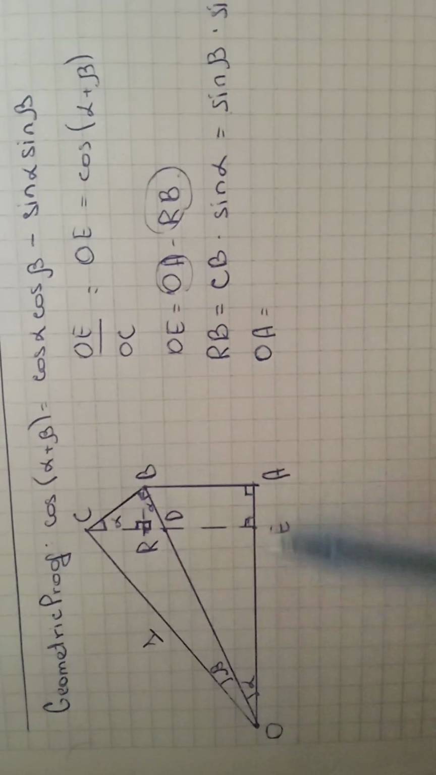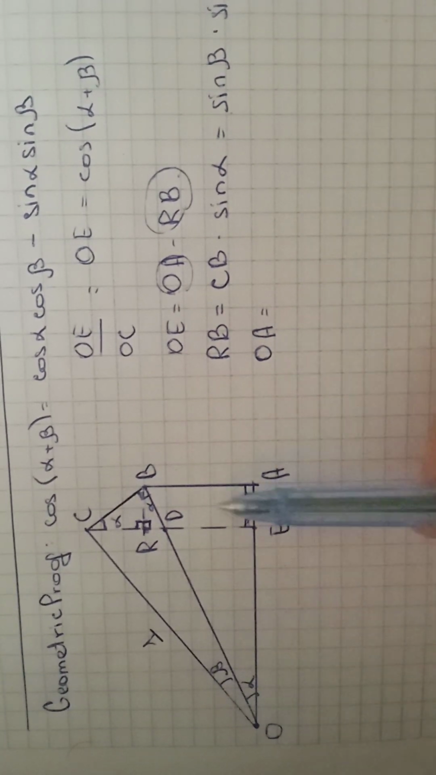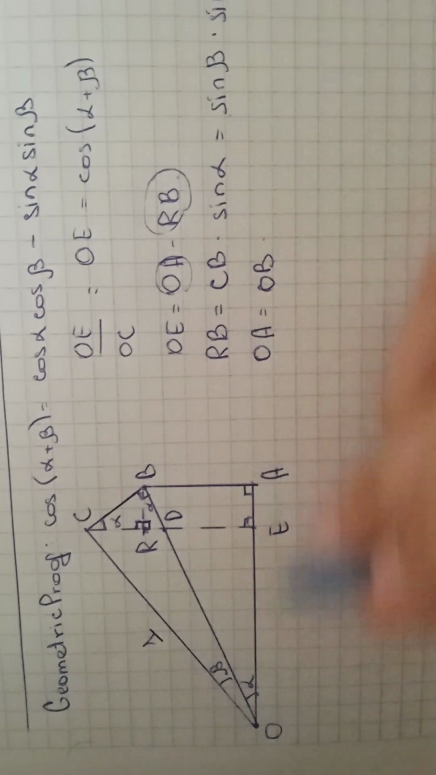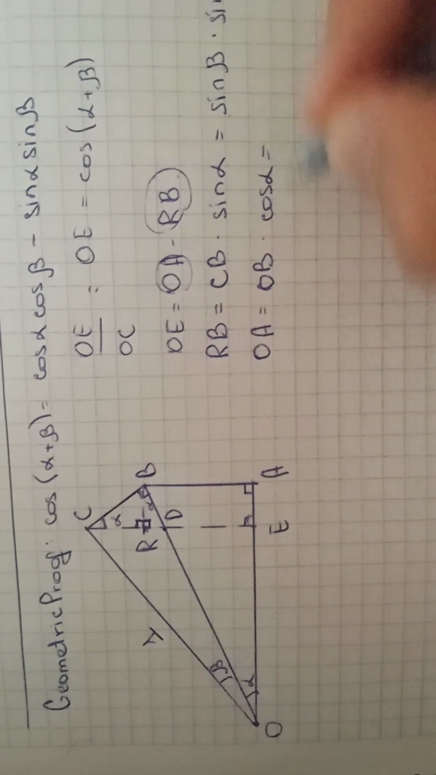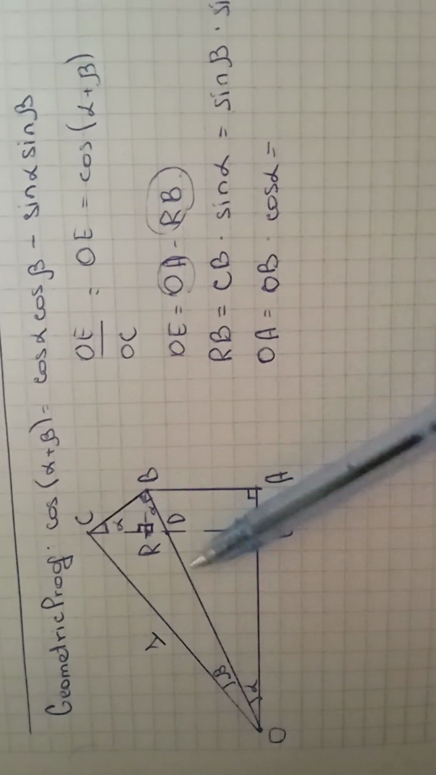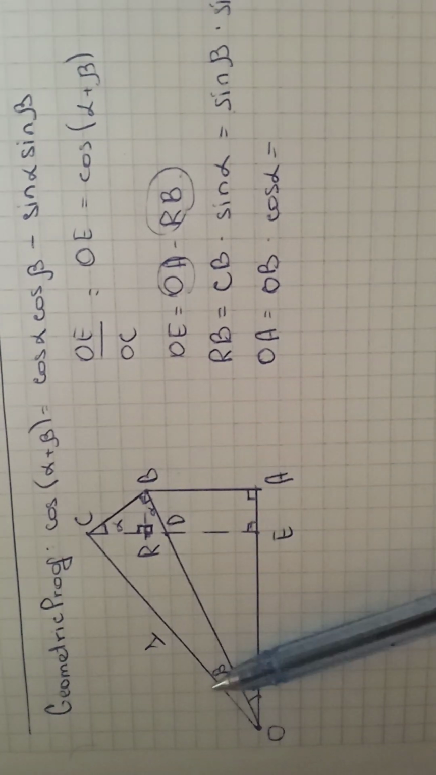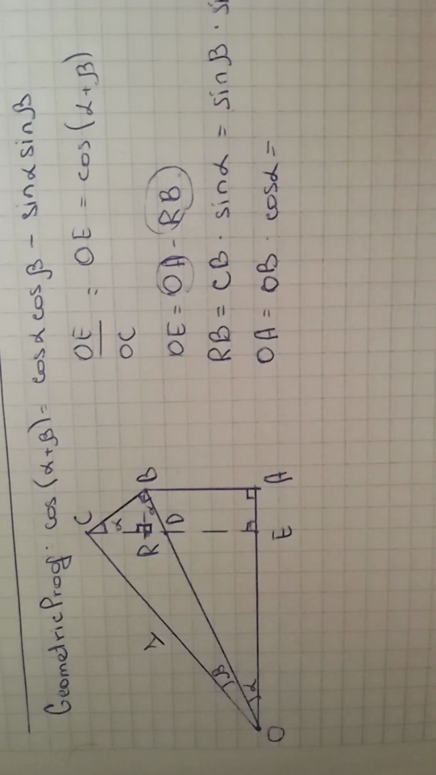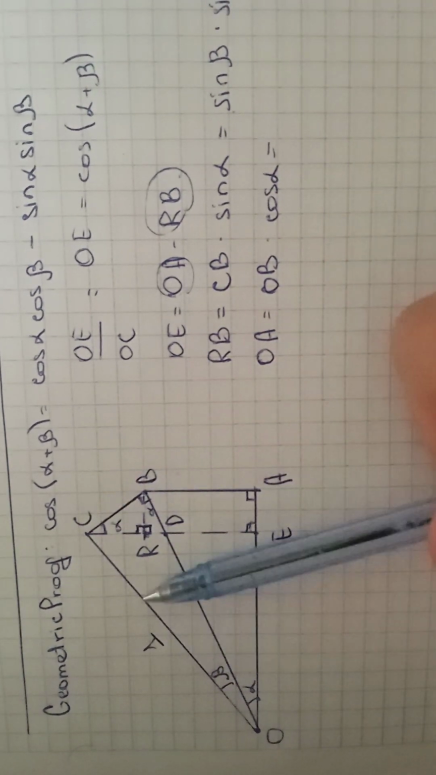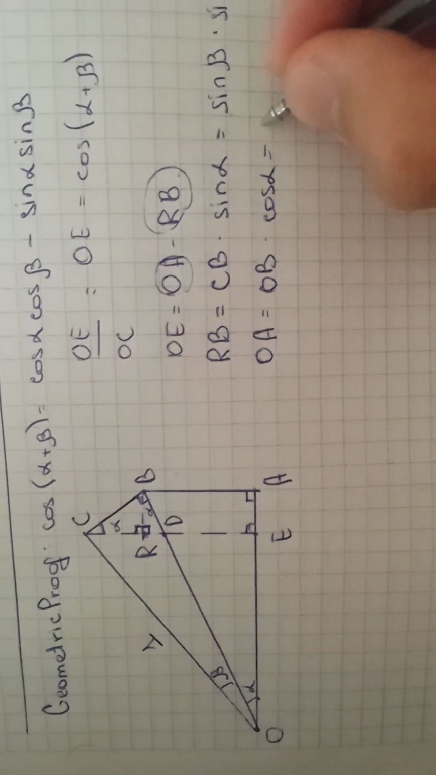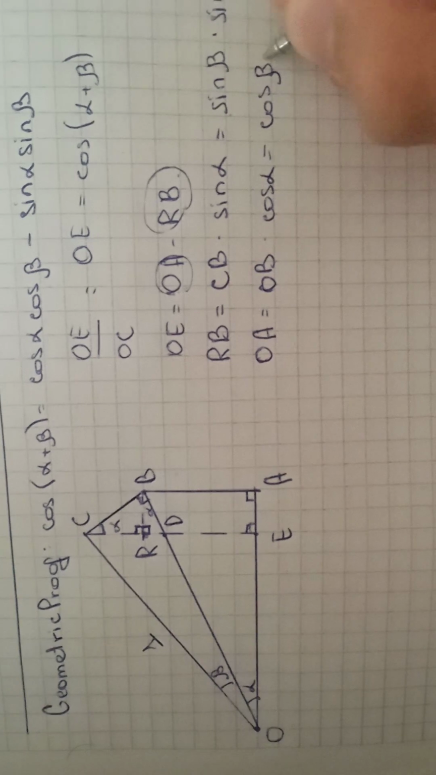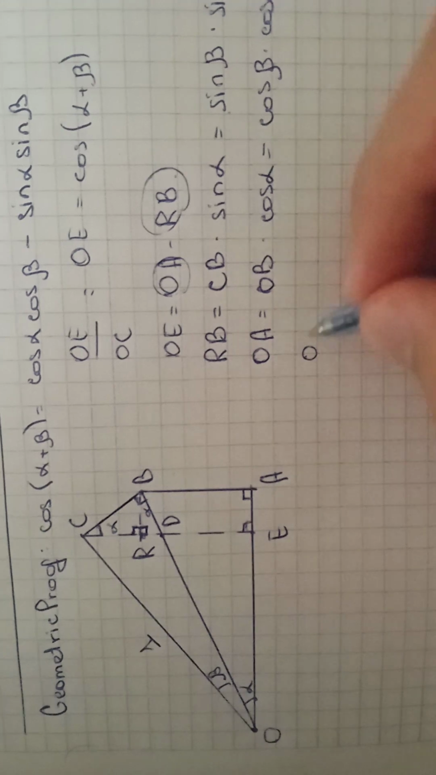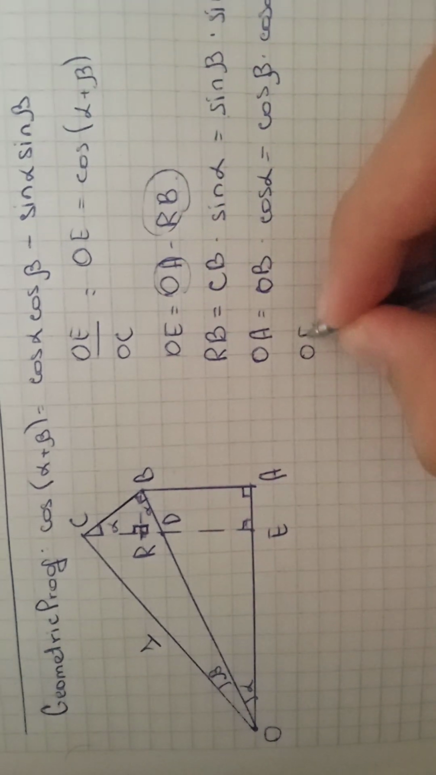OA, which is the side here, is going to be equal to OB times cosine alpha. Then what is OB equal to? OB is the adjacent side to this angle beta here. So it's going to be equal to OC times cosine beta, but because OC is equal to 1, it's just going to be equal to cosine beta. So OA is going to be equal to cosine beta times cosine alpha.